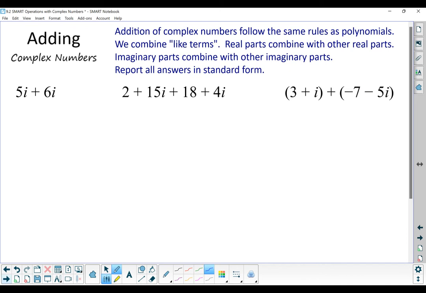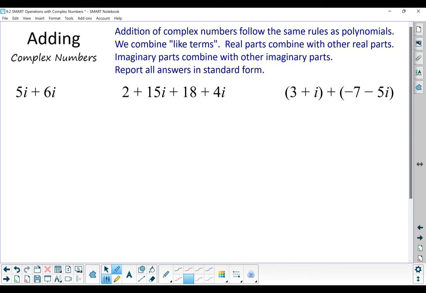We're going to worry right now about adding complex numbers together. Addition of complex numbers follows the same rules as polynomials. Essentially, we combine the like terms. For complex numbers, what like terms would be is that real parts combine with other real parts, and imaginary parts combine with other imaginary parts. And then, of course, we want to make sure we report all of our answers in standard form.